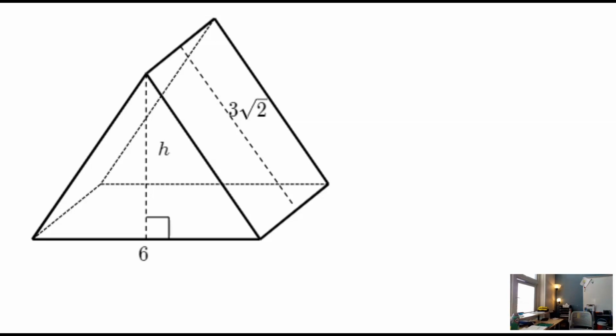So let me give you another example. Square root of 99 can be broken up into 9 times 11, which can be broken up into radical 9 times radical 11, which could be 3 radical 11.